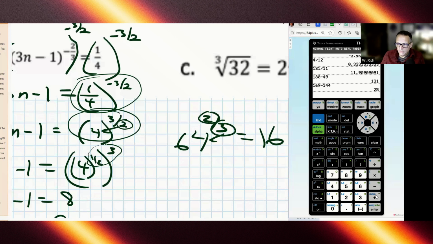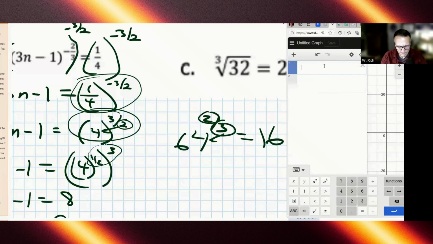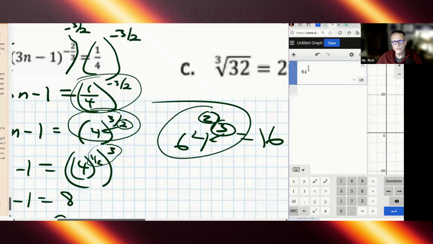Now, if you have a calculator, which you would on the ACT or the SAT, sure, you could take 64 to the 2 divided by 3, and it'll tell you that it's 16. Or if you're in Desmos, sure, 64, raise it to the 2/3, 16. But you need to be able to do this without a calculator. Here's another one, 27 to the 4/3. The third root of 27 is 3. 3 to the 4th is 81. 3 times 3 times 3 times 3, that's 81. That's how you do it.